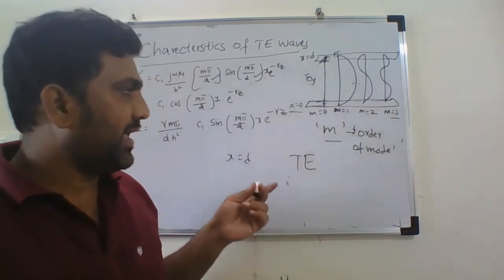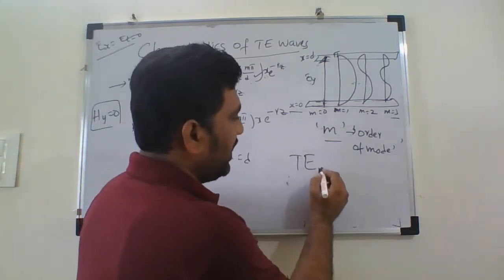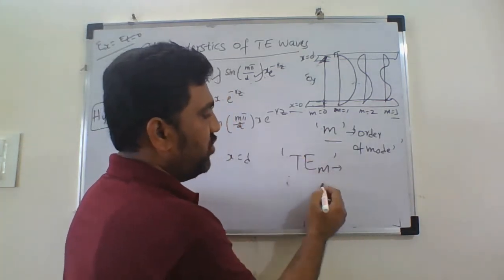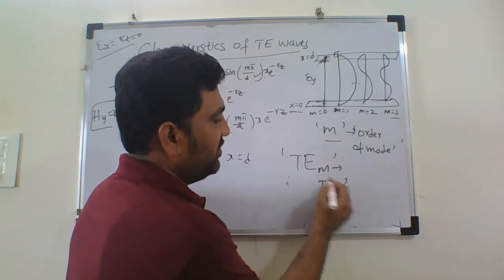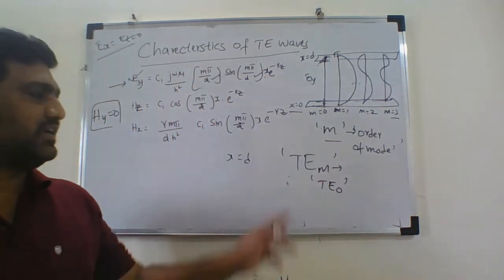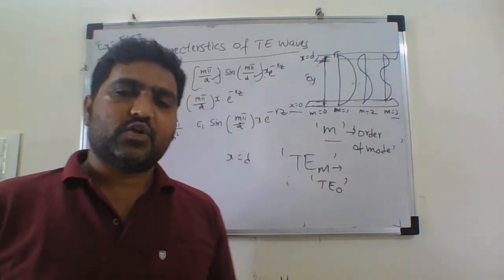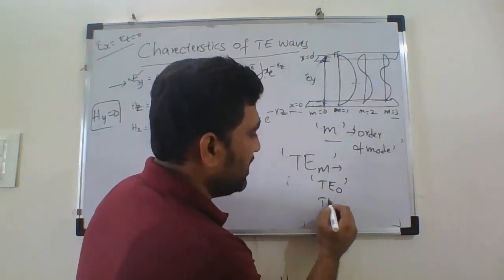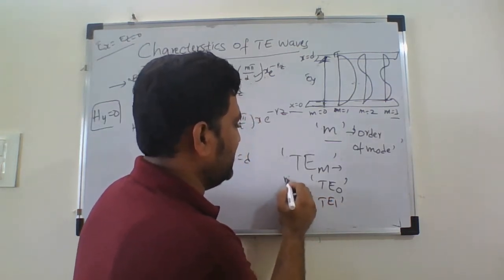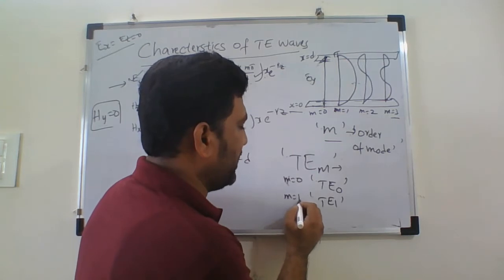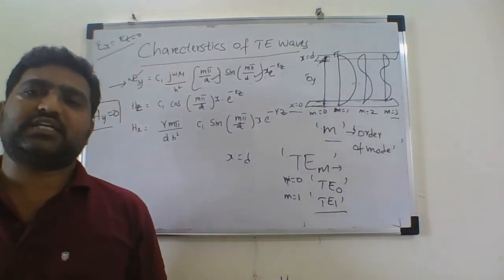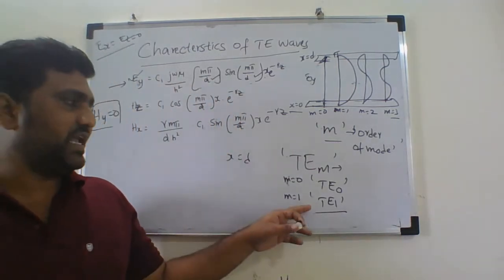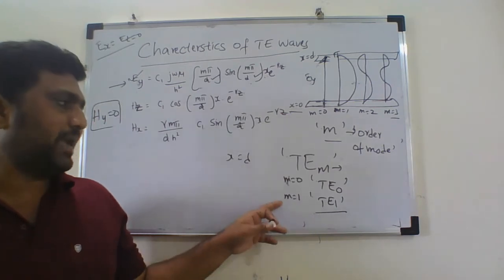So when I have m equal to 0, the mode of propagation is said to be the TE0 mode. When m is equal to 1, the TE wave is going to propagate in a mode called TE1. What is this TE1? TE1 means m equal to 1.